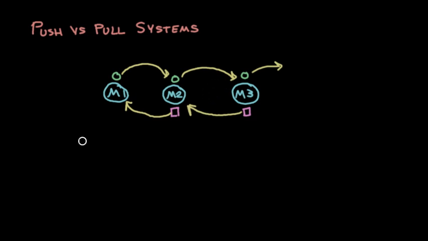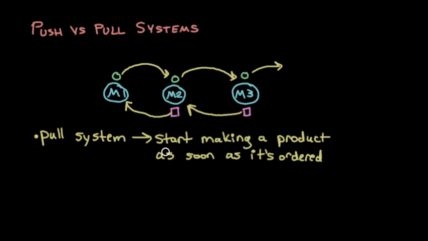Everything is perfectly synchronized, and we call this system a pull system, where you start making a product as soon as it's ordered. So the only reason machine 3 finished here technically was because there was some demand card, some demand signal out here that reached machine 3.